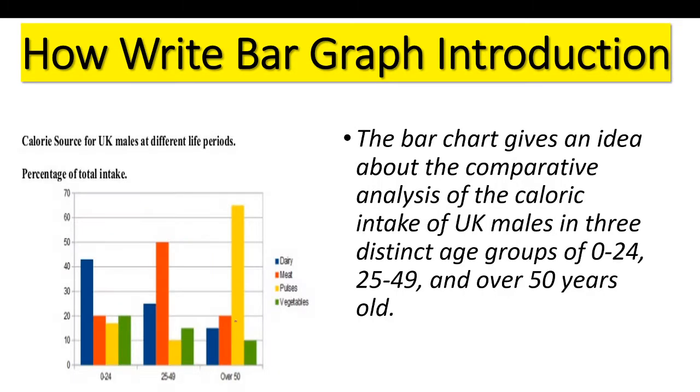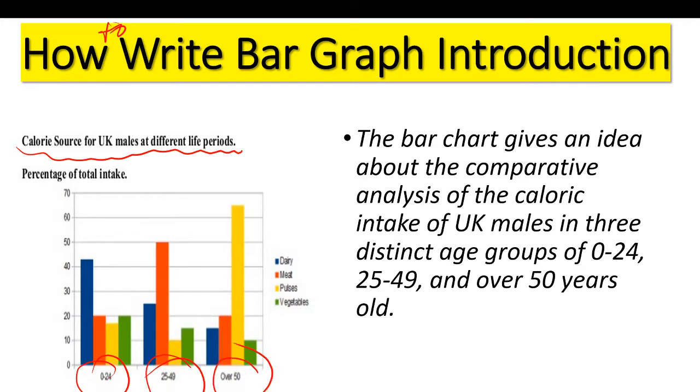So further is how to write a bar graph introduction. A bar graph introduction is something like this. First of all, this is the thing which you need to paraphrase. This is the one important thing you need to paraphrase: calorie source for UK males at different life periods. So how can we paraphrase it? We have the categories 0 to 24, 25 to 49, and over 50.